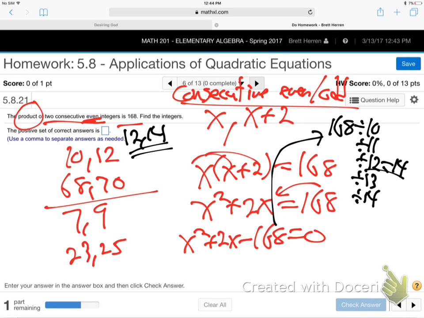So I want to make sure you get the main point. Consecutive, even, or odd, you just go up by 2. Right? All right. Section.